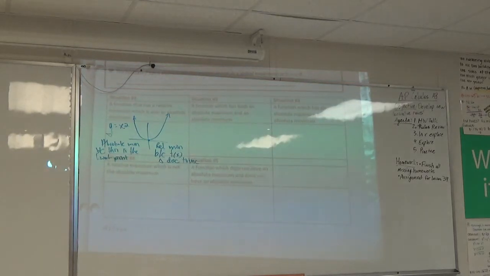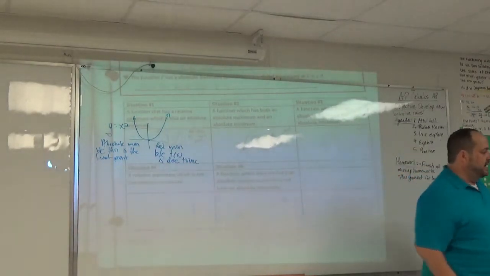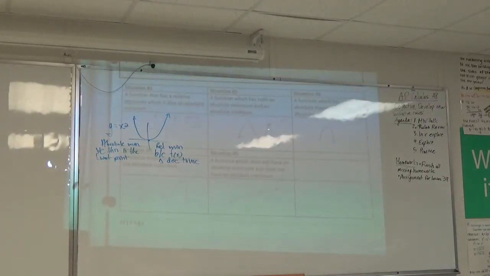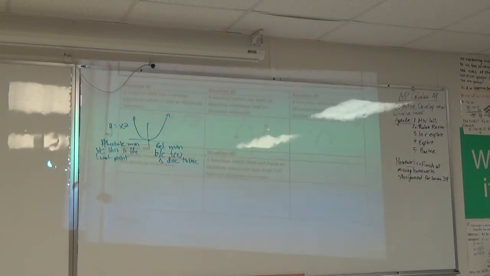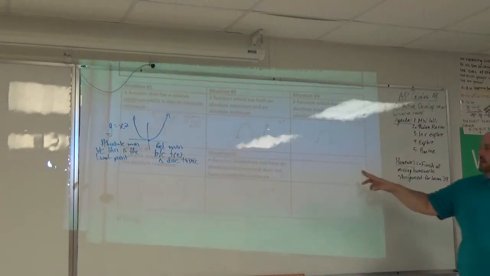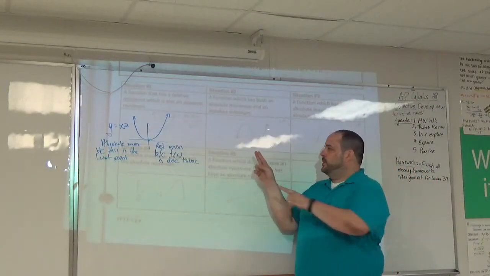All right, let's see what Myra's got for us. And thank you very much. All right, situation number 2. I want a function that has both an absolute maximum and an absolute minimum. What do we think about number 2? Minus the arrows is good. They're dots, she changed them. Yeah, they're good.